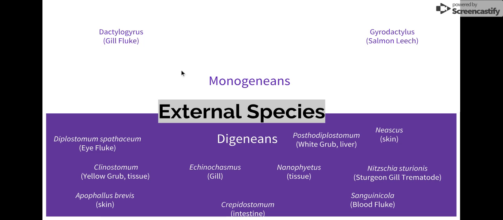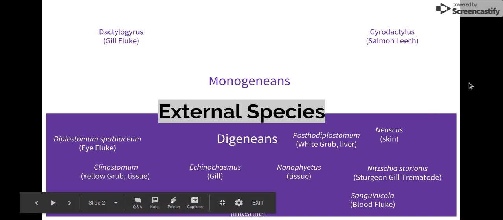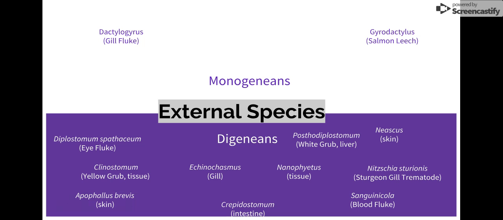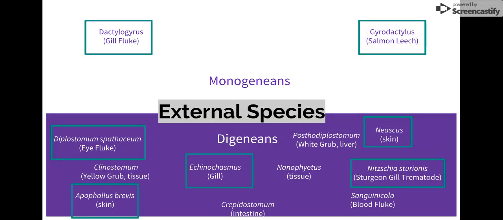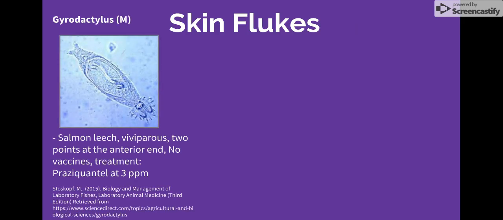So we've broken it up into monogenins and digenins. Obviously, I have a lot more digenins. And looking in the parentheses, you can see which ones are exterior. This includes the skin, the eyes, and the gills. I included the gills as outside because it would be too much to split it up as in the internal location. So skin flukes, we have Gyrodactylus, which is this beautiful parasite right here.